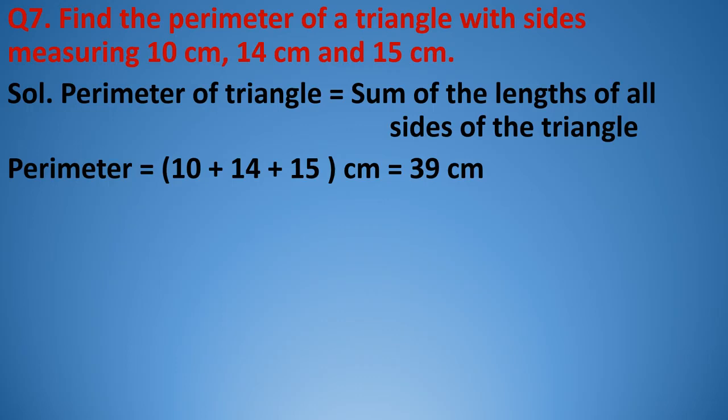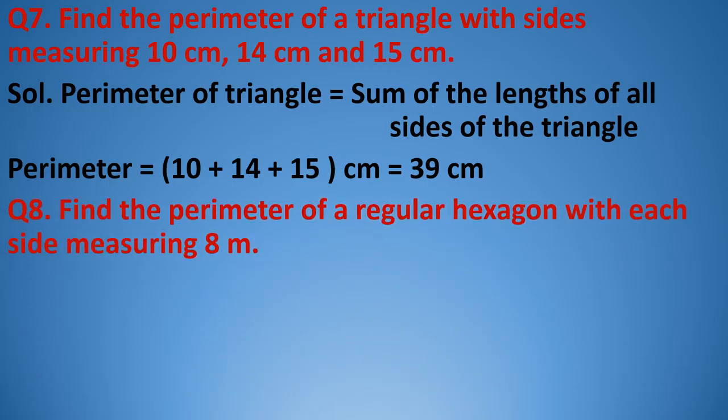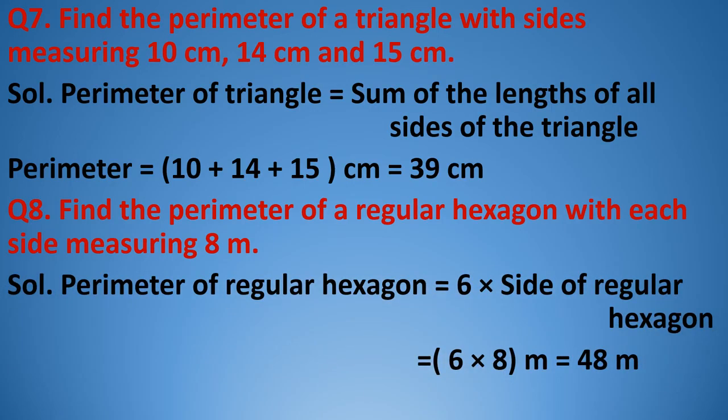Question number 8. Find the perimeter of a regular hexagon with each side measuring 8 meter. Perimeter of a regular hexagon is equal to 6 multiplied by its side. That is 6 multiplied by 8 meter, equal to 48 meter.